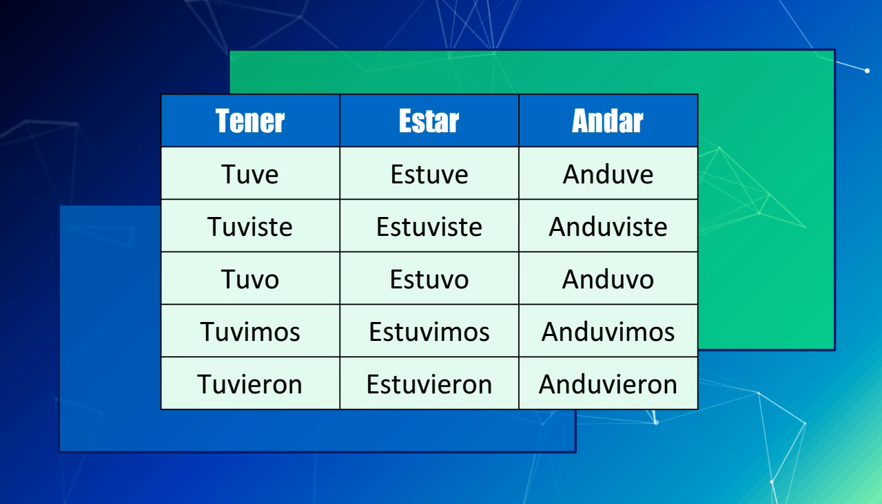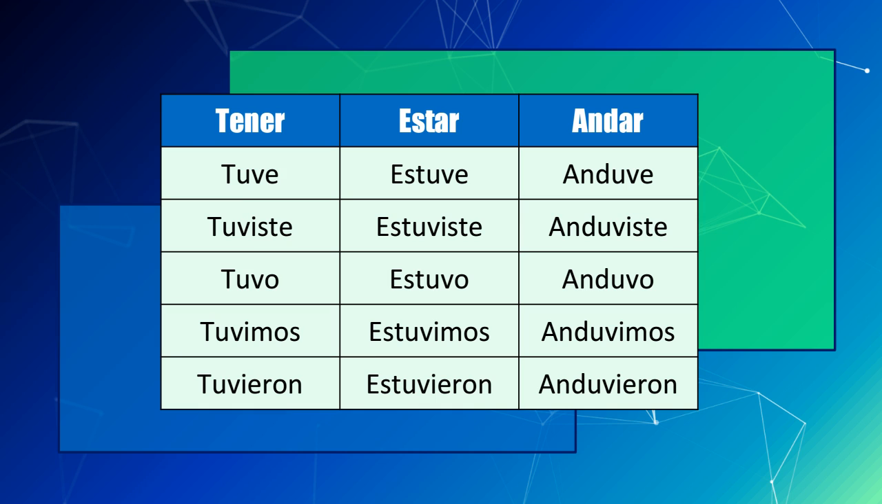Estar, estuve, estuviste, estuvo, estuvimos, estuvieron. Ellos estuvieron en el parque. They were in the park. Andar, anduve, anduviste, anduvo, anduvimos, anduvieron. Nosotros anduvimos al parque. So we walked to the park.